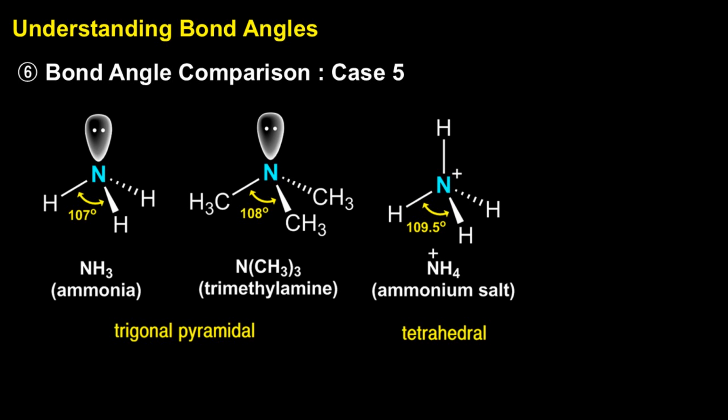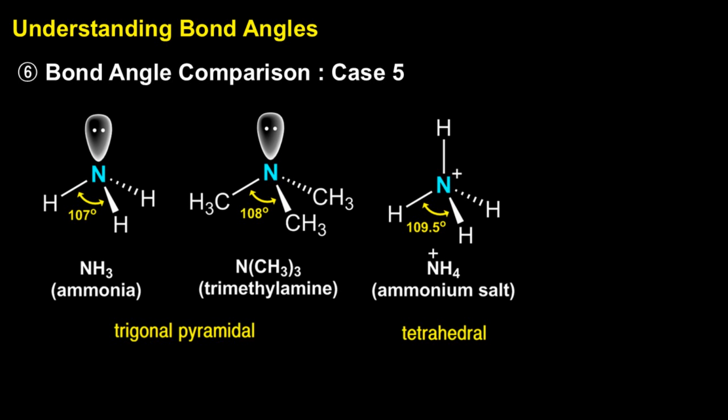Let's take a look at some nitrogen compounds and see how their bond angles change. In ammonia, the bond angle is about 107 degrees. Then in trimethylamine, it goes up just a little to around 108. And finally, in the ammonium ion, NH4+, the bond angle hits 109.5 degrees, a perfect tetrahedral shape.